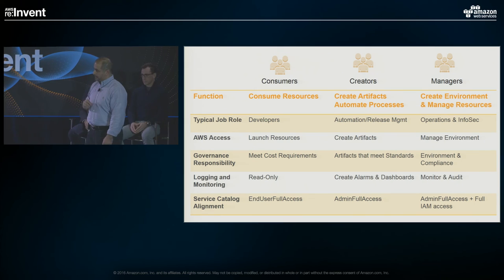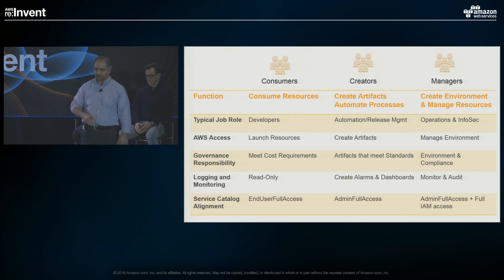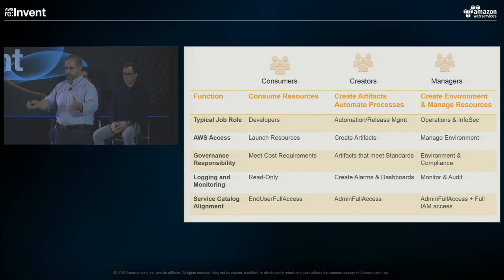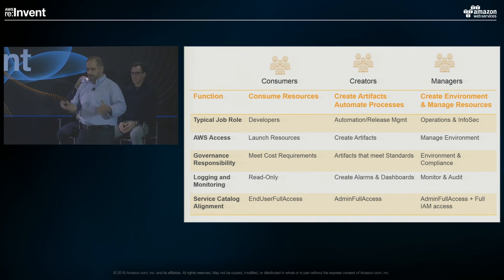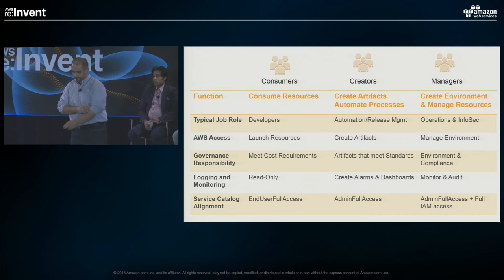And I'll add a little tidbit there. We actually limited developers in terms of the instance types they could launch. So if they want to test something out, they could just launch a T2. They don't need to have access to I2s or R servers. So they had limited access, and you could do that through template constraints.